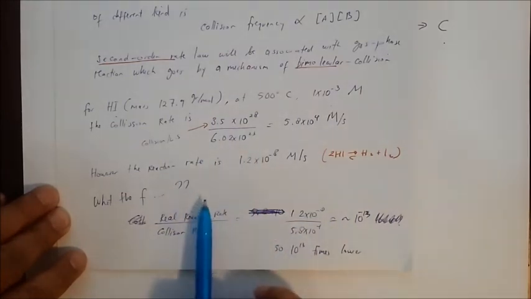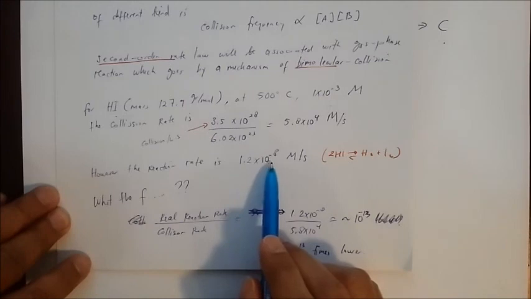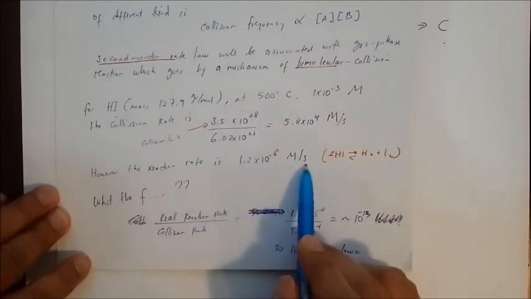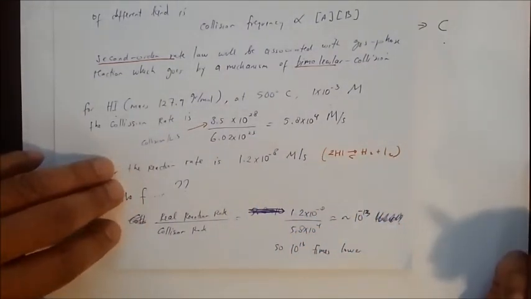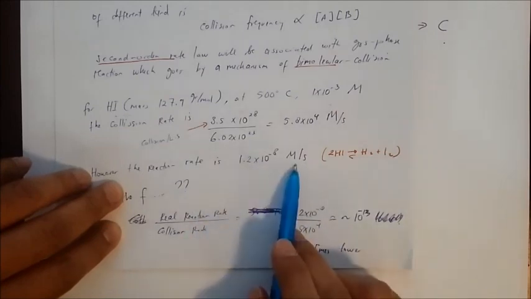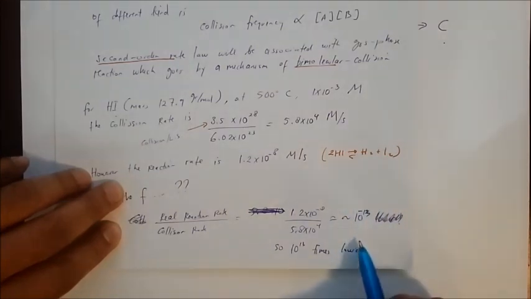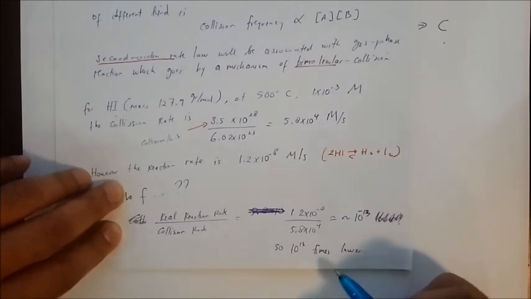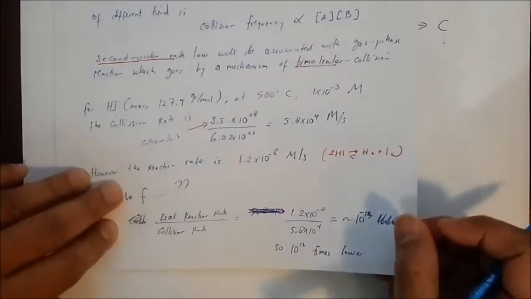But at this condition, the reaction rate is still really small, 1.2 times 10 to the power of minus 8 molar per second. This molar per second is the unit of rate, right? If we compare the reaction rate over the collision rate, we are short by 10 to the power 13 times, which means that the reaction rate is 10 to the power 13 times lower than the collision rate. So most of the collisions are not producing a product.